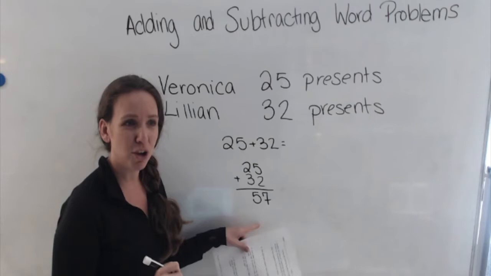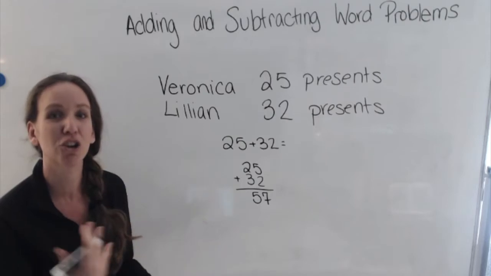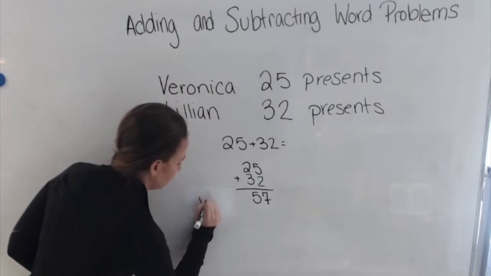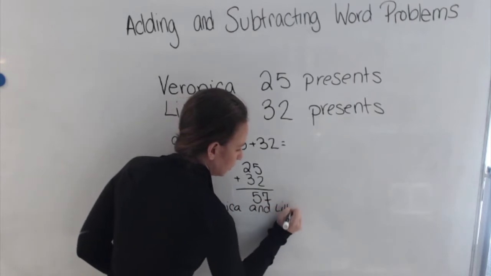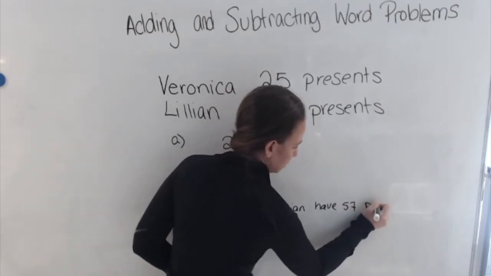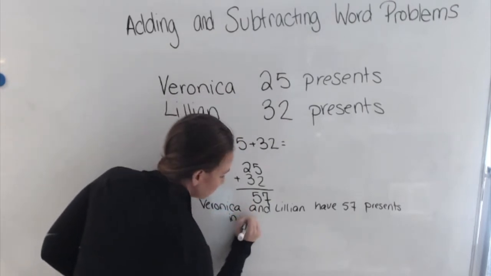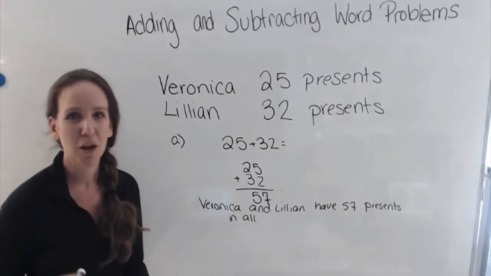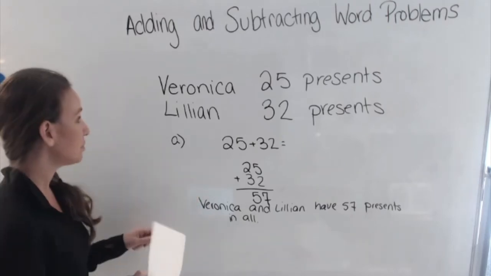But how do I know I'm talking about presents? It's really important that you write a sentence that tells us what you're talking about. So, at the end of problem A, I'm going to write Veronica and Lillian have 57 presents in all, or together. That sentence is probably one of the most important parts of a word problem because it says that you know what you're talking about. Okay?